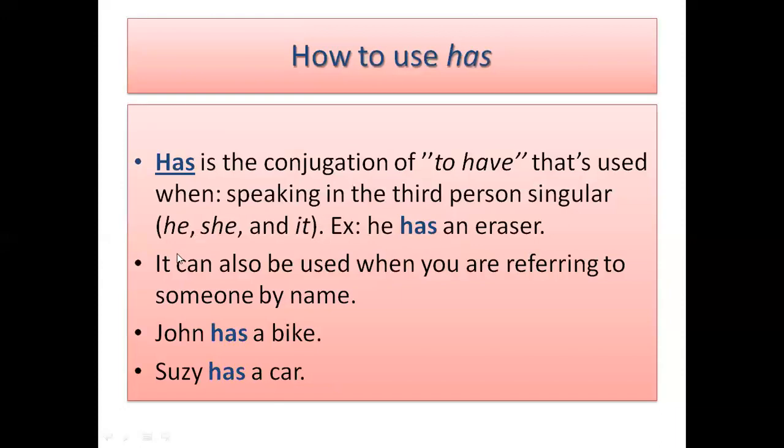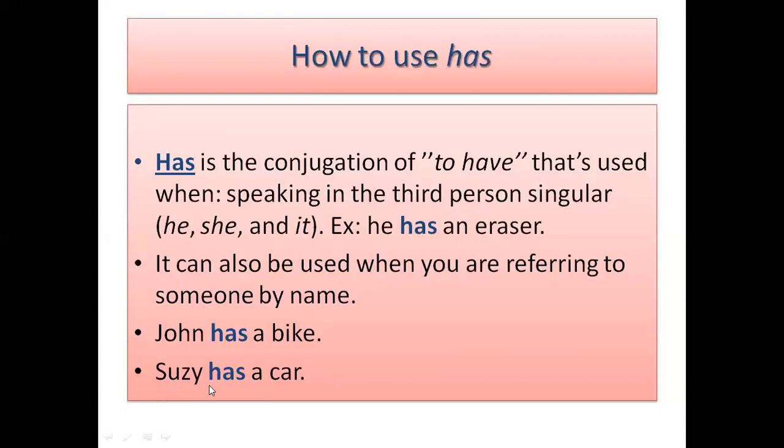So the second reason, it can also be used when you are referring to someone by name. So where we are replacing the subject's pronoun by a name, we use has. For example, John has a bike. So here we have John, a name of a male, of a boy or a man, has a bike. So we can replace it by he.